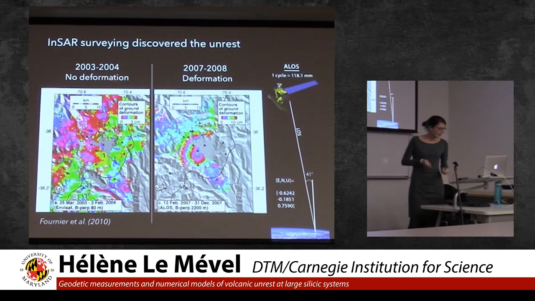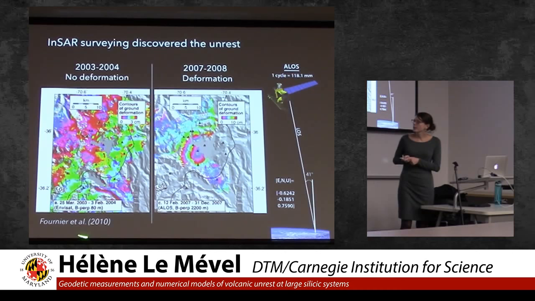Okay, so actually it's using InSAR that we discovered that this volcano was deforming. The first study was done by Fournier and others in 2010. They conducted a regional InSAR survey, and here I show you an example of what they showed. Between 2003 and 2004 on this interferogram, you cannot detect any kind of coherent deformation. However, looking at another interferogram between 2007 and 2008, you can see here what we call fringes of deformation. So here are about two cycles of colors. And for this specific satellite, one cycle is about 10 centimeters. So this is about 20 centimeters of ground motion towards the satellite, so uplift, over a year.